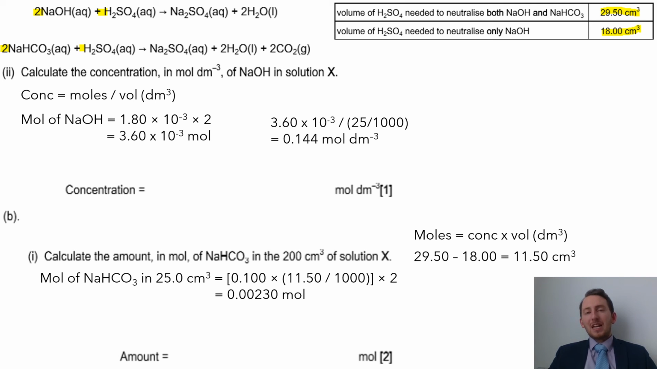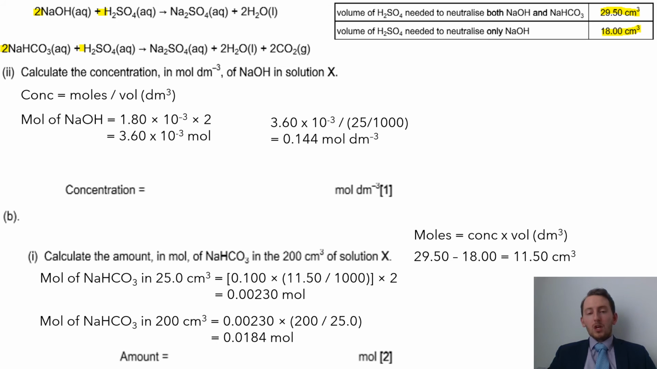I then need to take into account the dilution factor. So you take your dilution factor, the big volume that you made it up to, divided by the volume that you just used, whatever that might be. Generally it tends to be 200 or 250, but whatever that needs to be. Work out your dilution factor to then get your final value of your moles there.